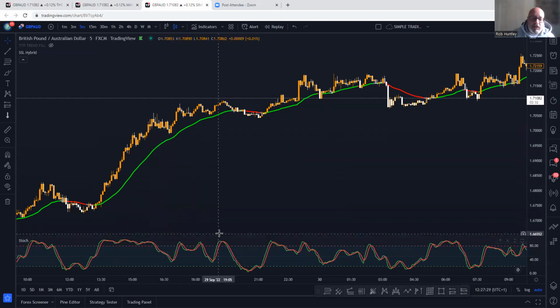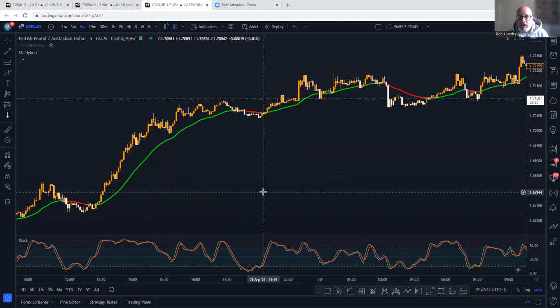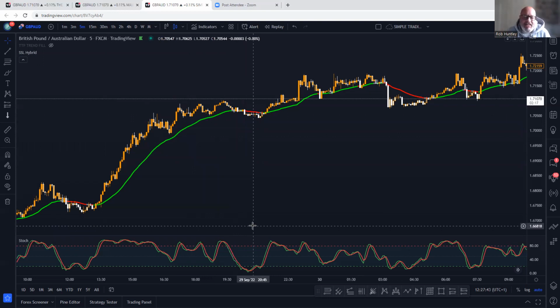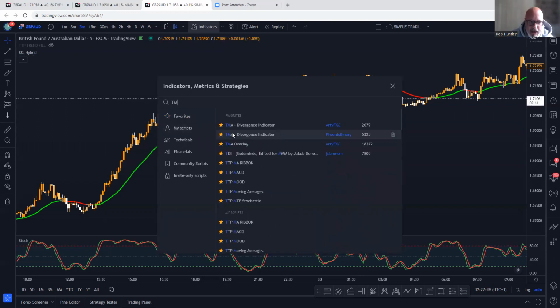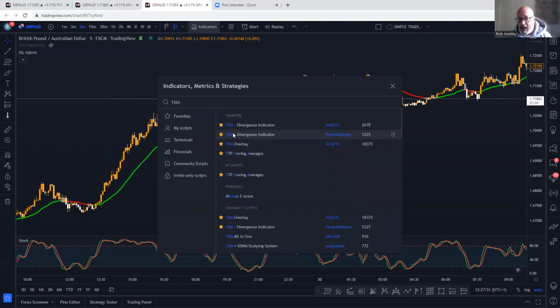But let's throw on another couple of indicators just to help with knowing when to get out of the trade or when to not get out of the trade. You know, stick with it. You know what I mean. So the next one we're going to add is the TMA, which stands for the moving average.